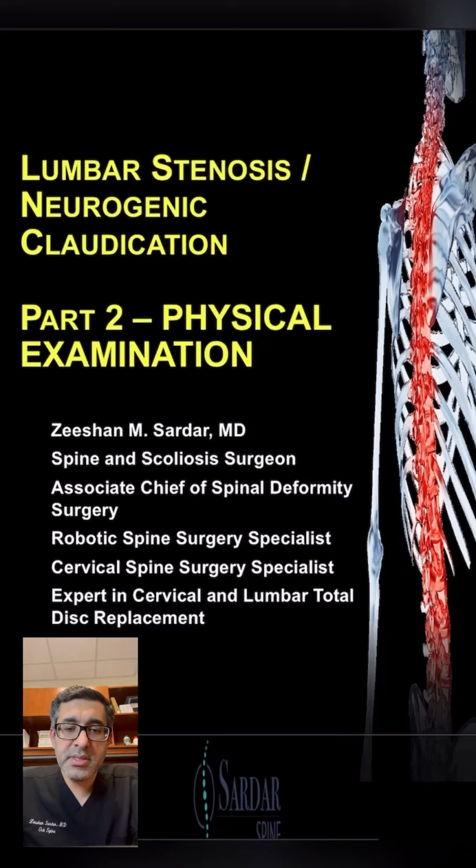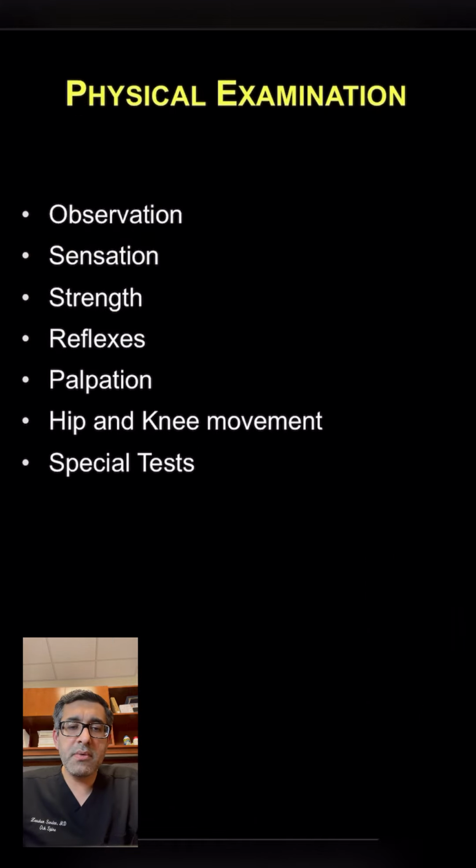I'm going to talk about the physical examination of the patient with lumbar stenosis or neurogenic claudication. Initially we start with observation. You want to see if the patient is using a cane or a walker to walk, what their posture is like, if they're excessively bending forward to be more comfortable, and if they have a lot of pain as they walk. The next thing is to assess their sensation in the legs.